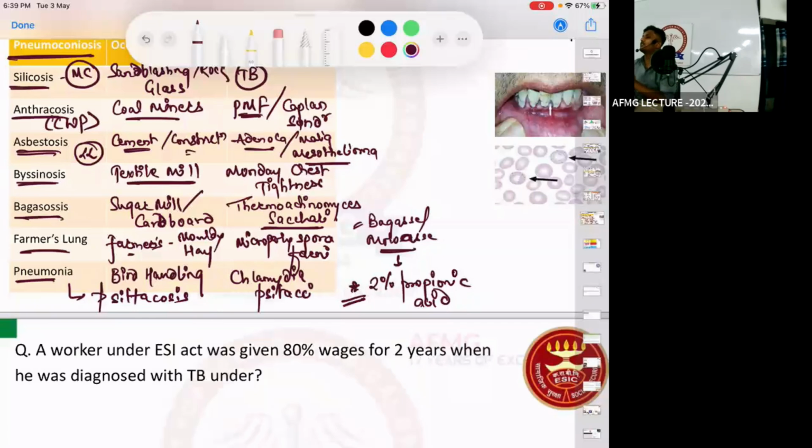So pneumonia is seen with which occupation? Bird handling. Therefore, it is known as which type of pneumonia? Bird handler's pneumonia. Due to the organism which causes it, Chlamydia psittaci, it is known as psittacosis. One important question: which fungal infection is caused by pigeon dropping exposure? Due to pigeon dropping exposure, which fungal infection is caused in the lungs? It completely resembles tuberculosis.